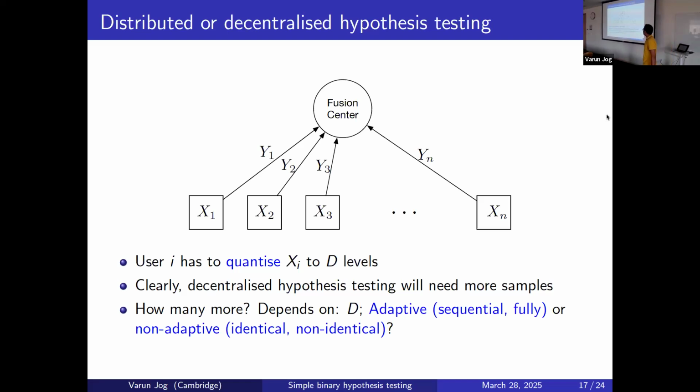And the answer depends on many things. So one is how are these quantization methods chosen? Are all these sensors coming from the same factory so that they use the same function f to go from xi to yi? Or are they allowed to use their own quantization functions? So maybe f1 for sensor 1, f2 for sensor 2, and so on. Or even more, are they allowed to adaptively choose their quantization function? So the ith sensor can see y1, y2, up to yi minus 1. They can see what the previous sensors have already transmitted.